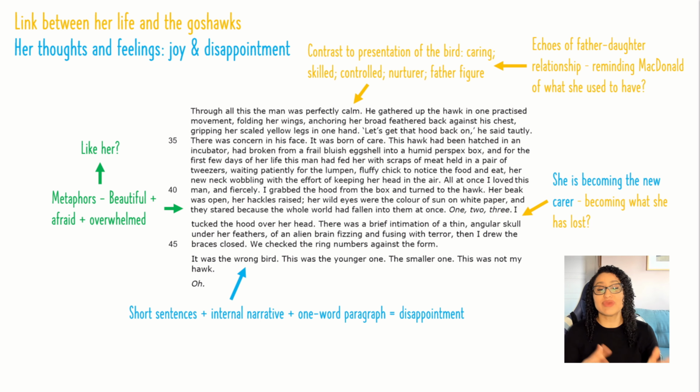I also think there is a little bit of tension building here as well with this was the younger one, the smaller one. Do you remember how she described this bird? Enormous hawk. And this is the smaller one. So there's a little bit of tension being built of, okay, this isn't hers. Which one is hers? What is this hawk going to be like that is hers?